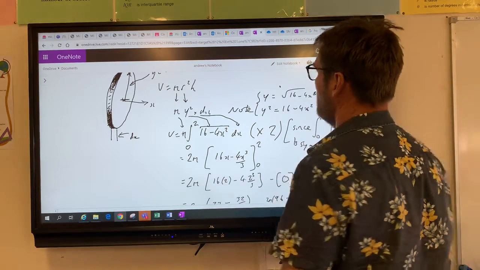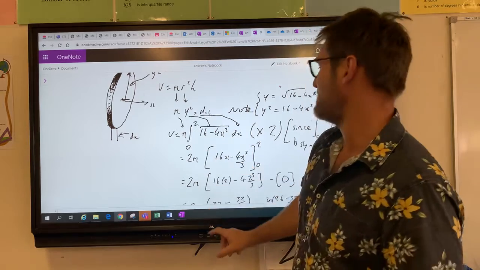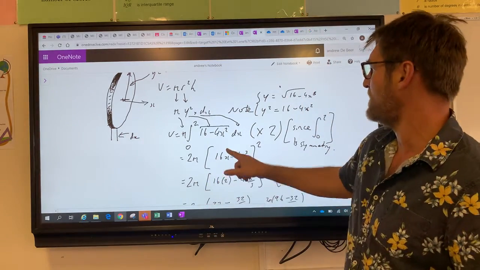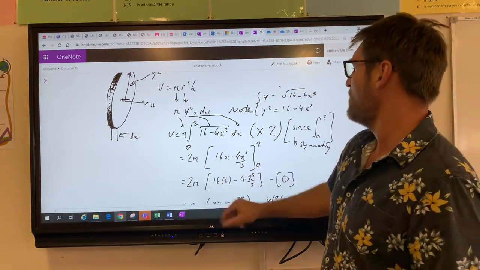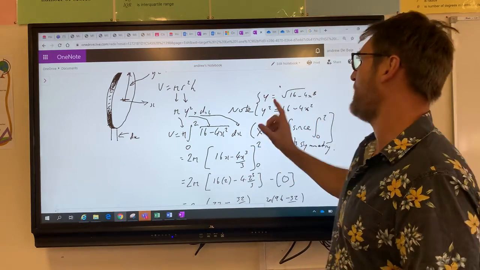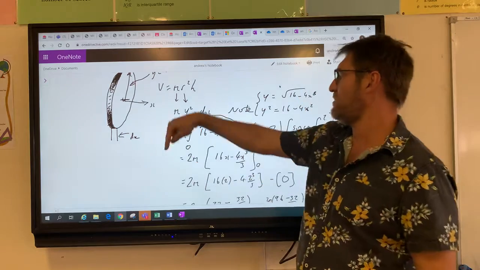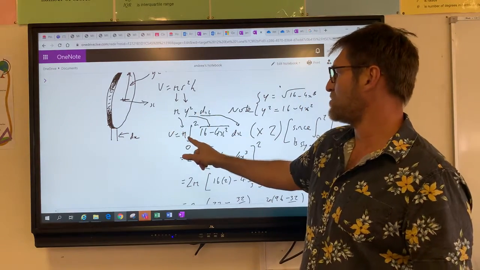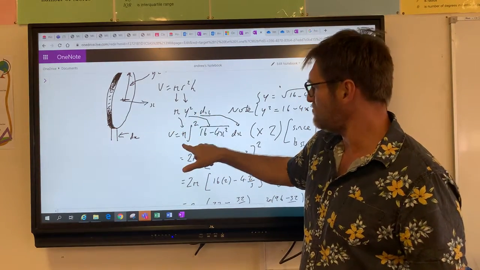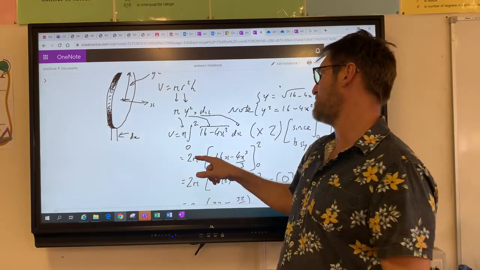All right, so paying attention here, please excuse the mess and some of the bad writing. I'm going to add up all my little strips. Paying attention to the fact that pi is a constant, it can come out the front. I'm adding up between 0 and 2. You could do -2 to 2, but I'm using symmetry.